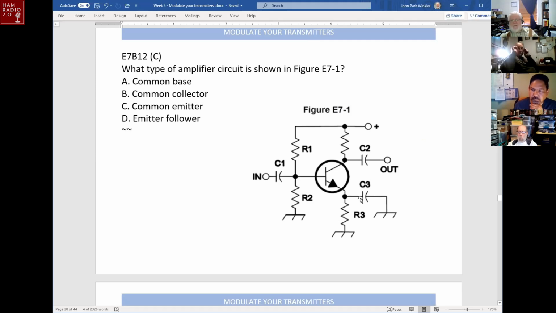And the answer is that it is the emitter, but it's got a resistor in it, you say. Well, the capacitor has a very low reactance to the signal frequency, which basically grounds the emitter, even though the DC bias is set by the resistor. So this is a common emitter amplifier, even though that resistor there kind of confuses things a bit. Does that make sense? Clear as mud.